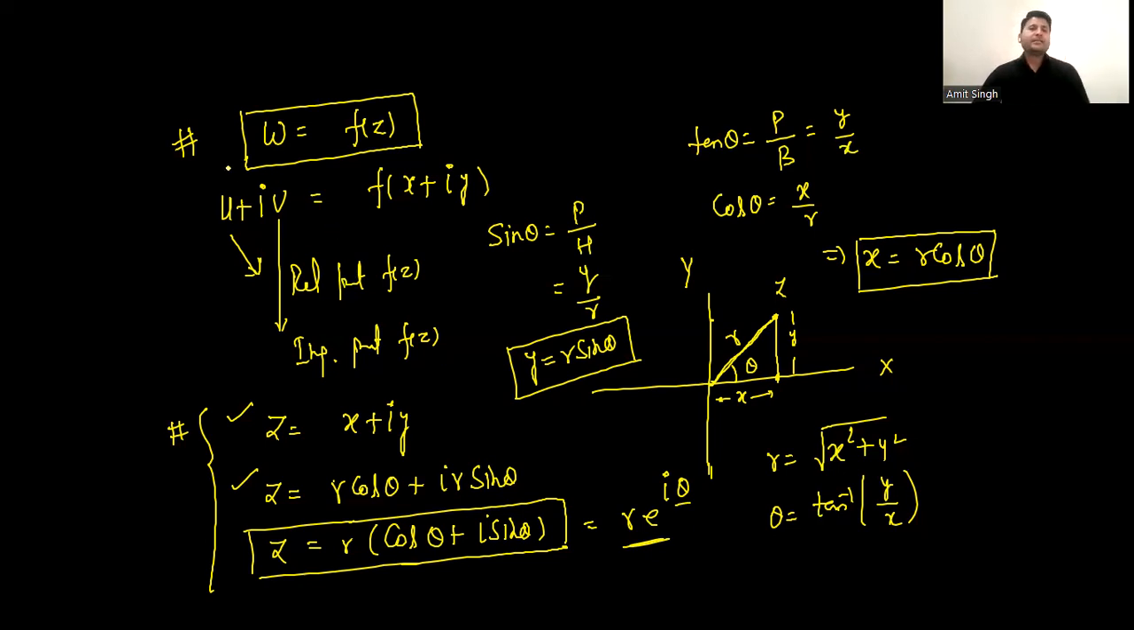Now, moving ahead. This is the introduction of a function of a complex variable. Here we are going to discuss three concepts: limit, continuity, and differentiability, for a function of a complex variable. The first thing I am going to discuss is the limit.